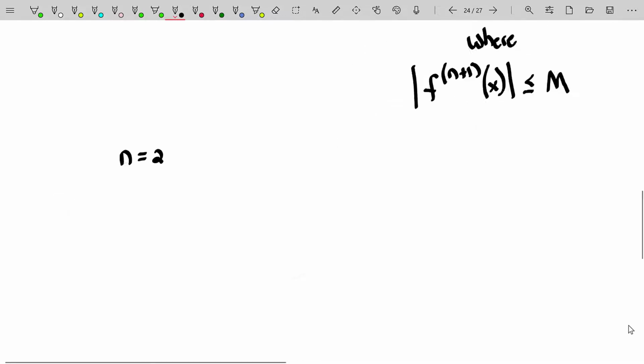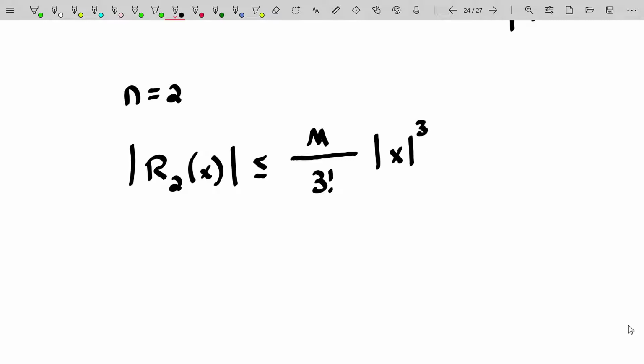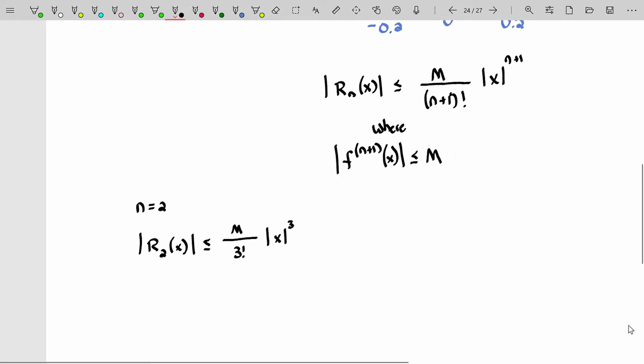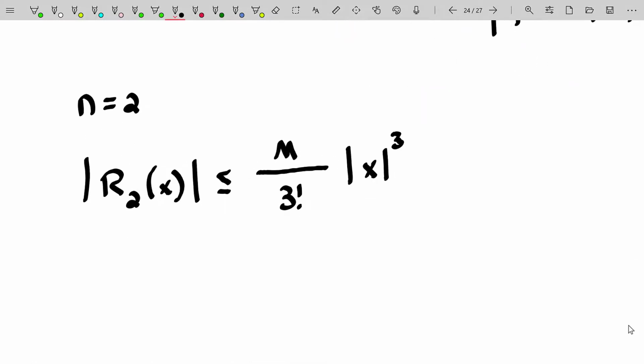So let's go ahead and see what the remainder or the error is for our approximation if we were to use that second degree polynomial. We know it's going to be bounded above by some number M, which we'll find in a moment, over n plus 1 factorial, n being 2, so 2 plus 1, 3 factorial. And then times the absolute value of x to the third power. Again, remember, it's supposed to be n plus 1 as the exponent. That's why we have the third power. And it's supposed to be x minus a, but our center is actually 0. So there's no need to write the x minus a, it's just x.